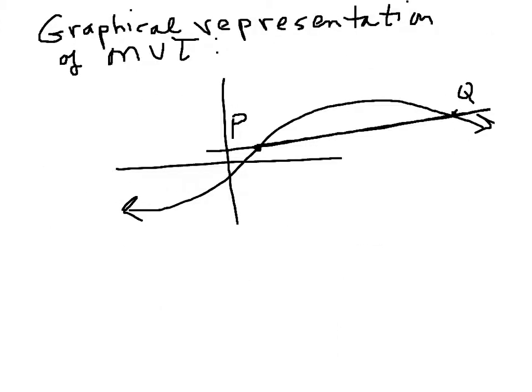So let's take a look at the graphical representation of what the mean value theorem is saying to us. What I've drawn here is a continuous differentiable function over the interval connected by the points P and Q. And I've drawn the secant line, PQ. Now remember, the mean value theorem says that there must be a value somewhere between here and here, where the instantaneous rate of change is equal to the average rate of change.